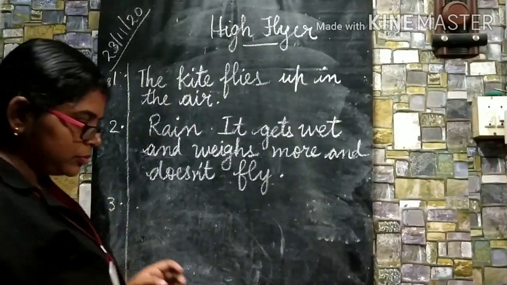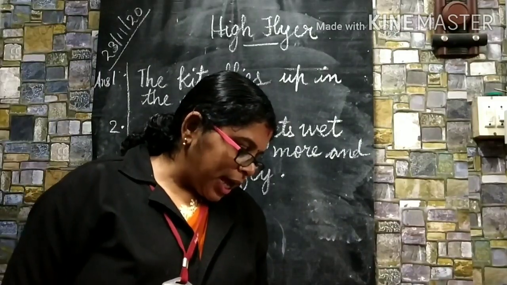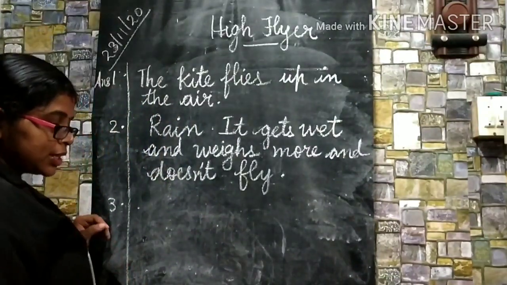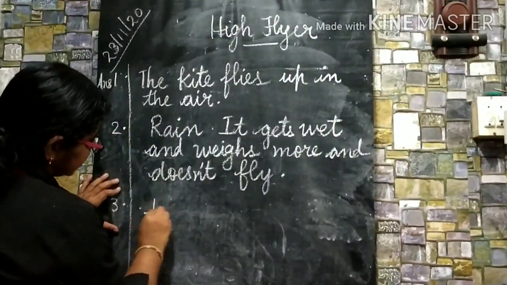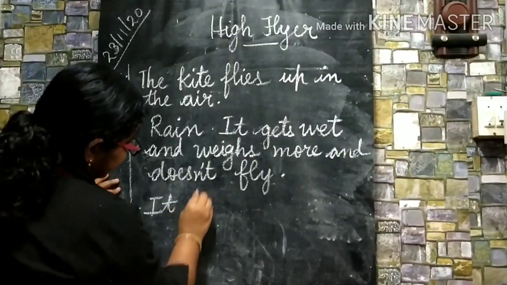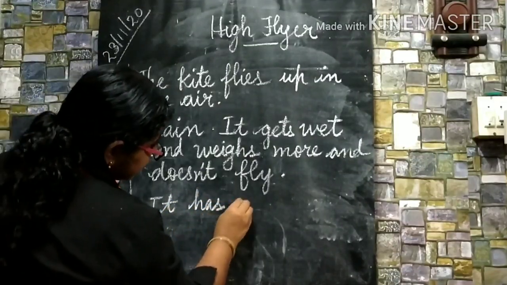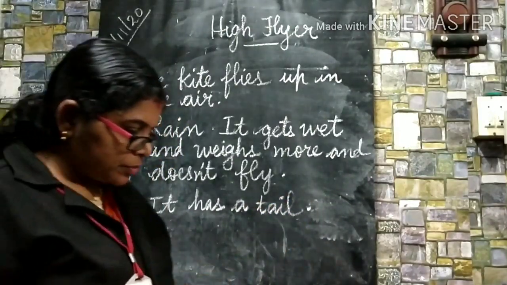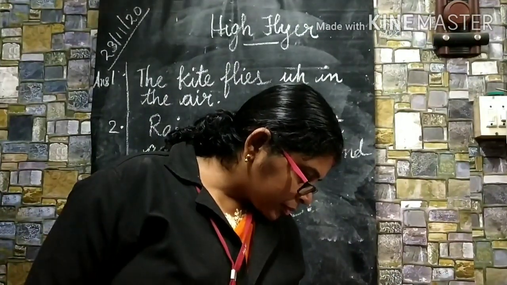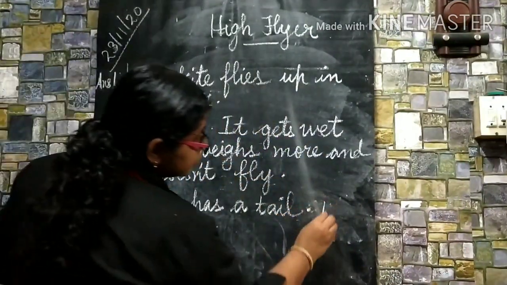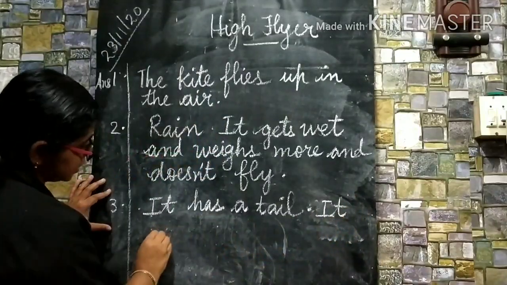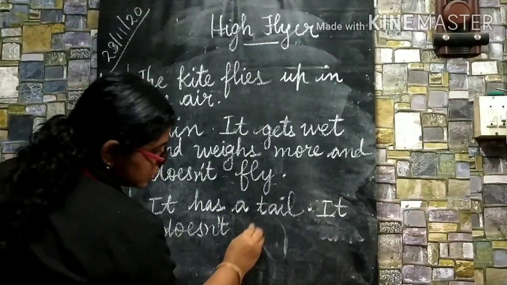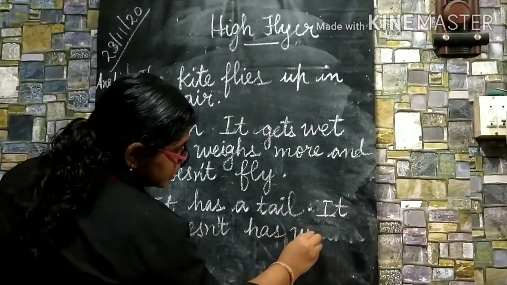Third one. What does the kite have? What does it not have? So, what does a kite have? It has a tail. And what does it not have? So it doesn't have wings.